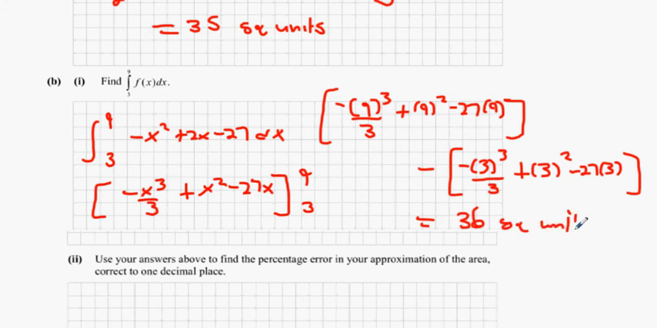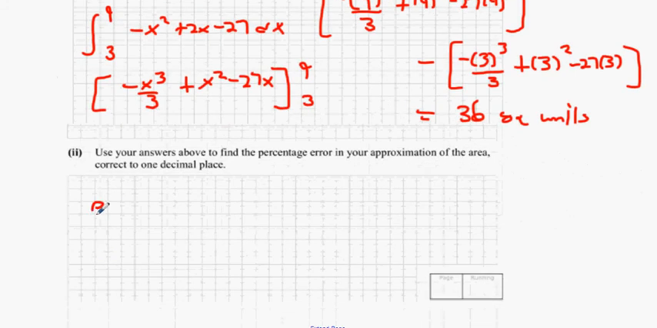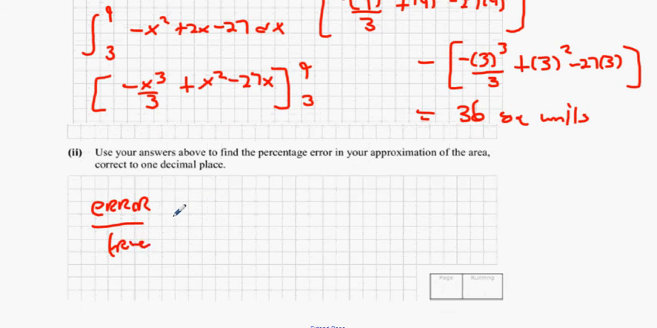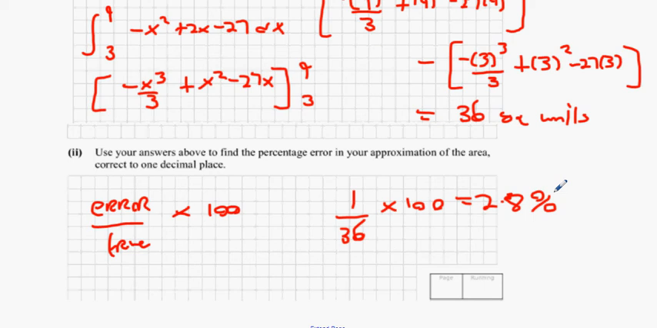Now, percentage error is basically your error over your true value, multiplied by 100%. Our error is 1, our true value is 36. We multiply this by 100, and we get 2.8%. Okay, now, moving on to the next question.